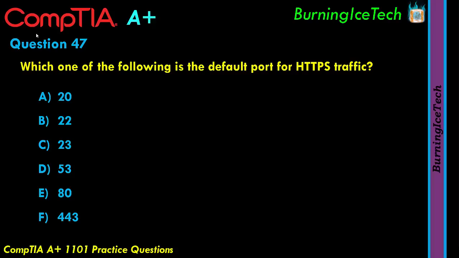80 is HTTP, not HTTPS. So 80 is normal web browsing in clear text. It's unsecure. And then the last one is 443, which is HTTPS, encrypted web browsing. So there you guys have it. Your answer is 443. You guys would be wise to familiarize yourself with the well-known port numbers, which are also known as common port numbers.